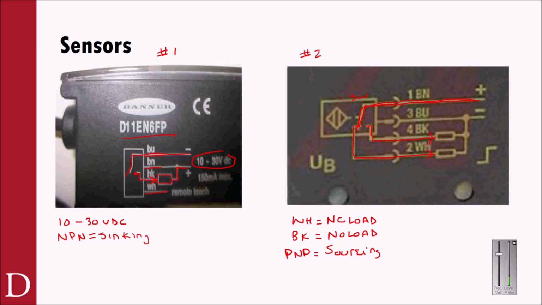We have sinking on the left here and sourcing on the right. Sinking is switching negative to the load, and sourcing is switching positive. So it's got a switch, and that positive is what's going to the load. Then the other side of the load obviously would have to go back to negative, right, to make this work.